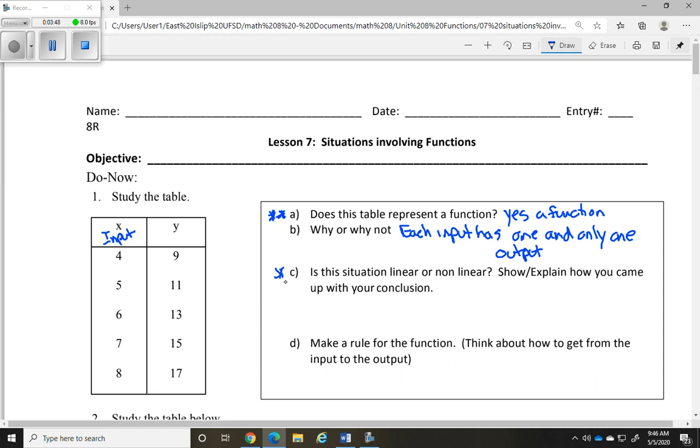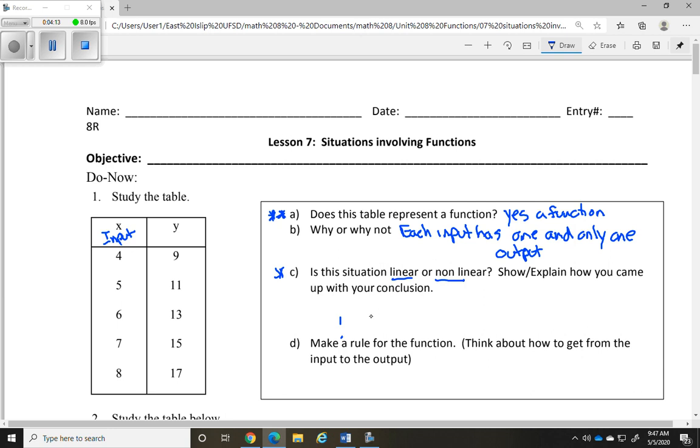Next, in C, it's asking if it's linear or nonlinear. So some functions are linear, some functions are nonlinear. Some functions have a constant rate of change, and some functions don't. They're all still functions, it's just that if I graph them, sometimes it makes a straight line, sometimes it makes a curve. So it says show or explain how you came up with your conclusion.